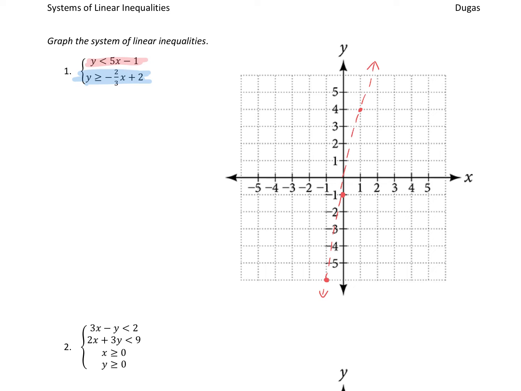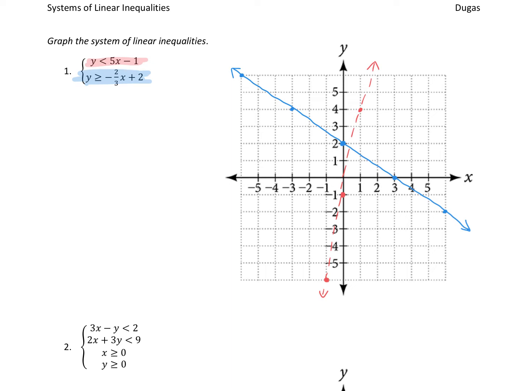Now I'm going to do the same thing for the blue inequality, the second inequality. My y-intercept is 2, and then I have a slope of negative 2/3. So down 2, right 3, or I could go up 2, left 3. Since I have a greater than or equal to, I'm going to connect it with a solid line, and that's because it had the or equal to. All right, so I've got the boundaries drawn. Now I need to shade.